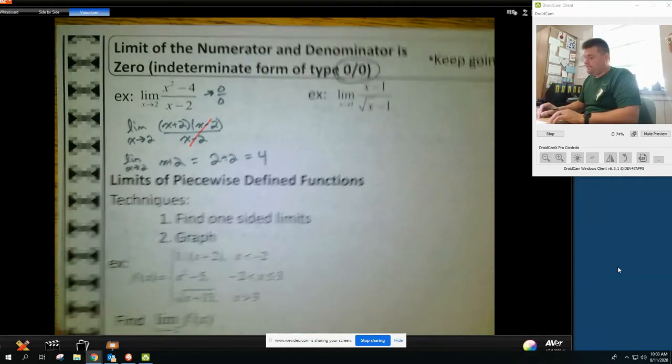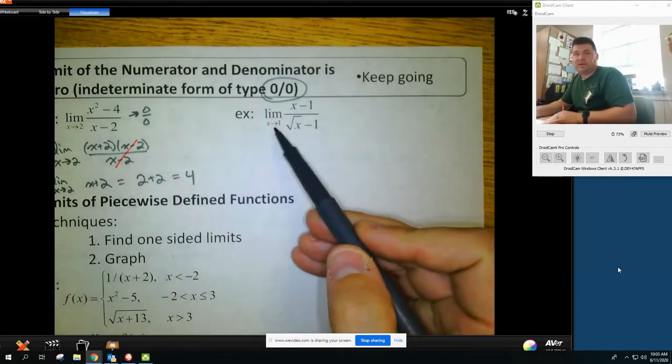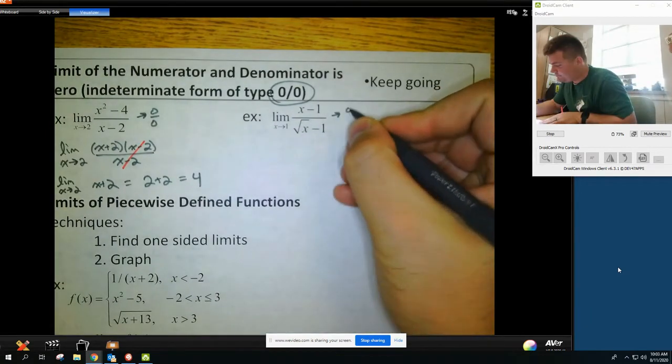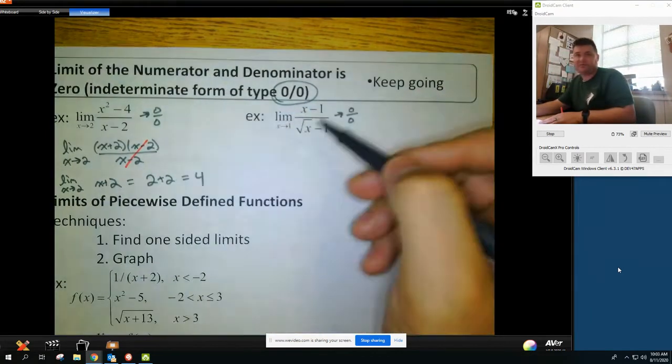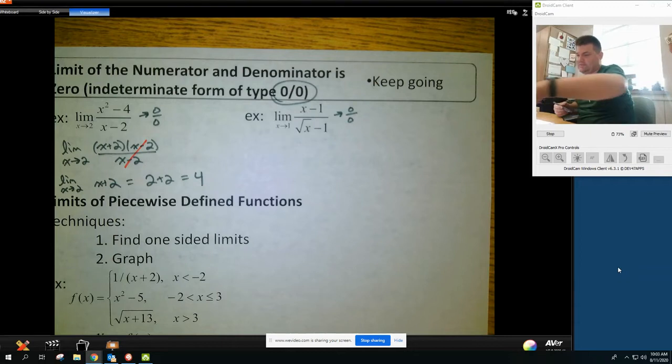All right. Next example. I'm going to plug in a 1, and I'm going to get 0 over 0. If you notice, I don't write equals 0 over 0 because it doesn't actually equal that. If you write equals, you're going to have a bad time. It's not going to be correct.